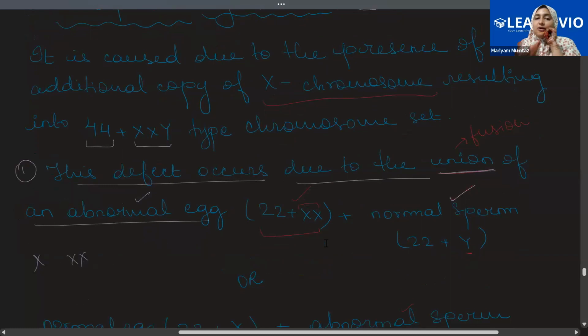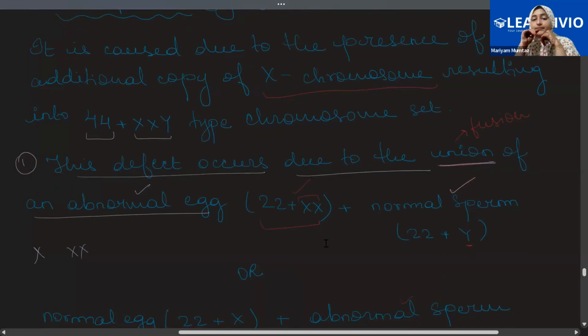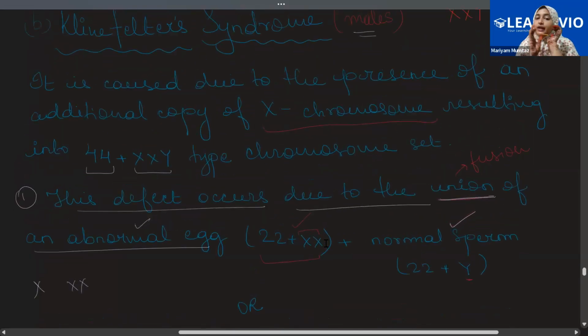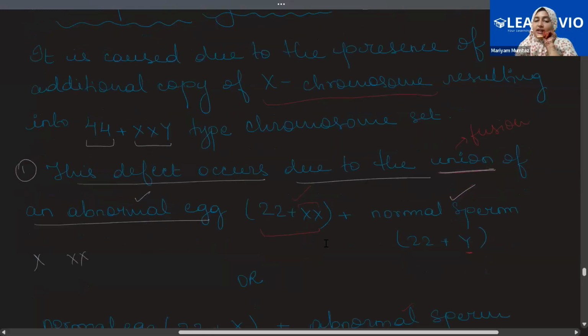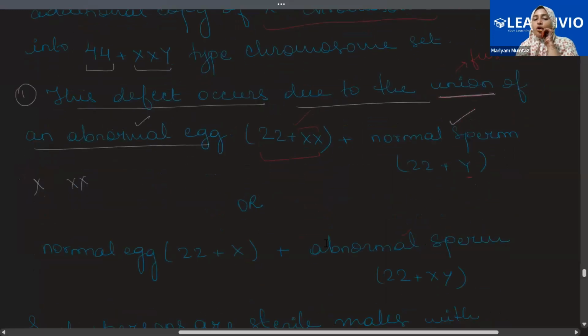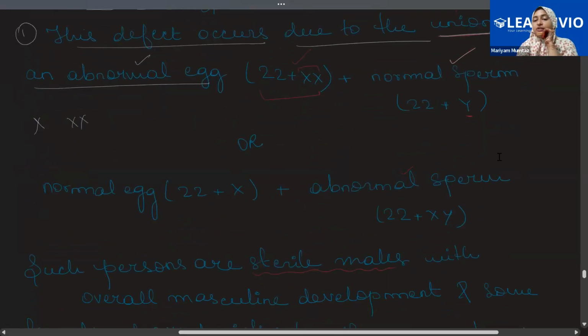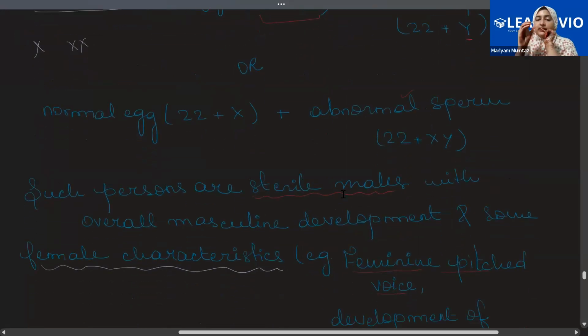So how does this happen? For example, if during fertilization an abnormal egg, which has an extra X chromosome, fuses with a normal sperm, then this disease can be caused. Or when a normal egg fuses with an abnormal sperm, then also this disease can be caused. The males that have Klinefelter syndrome are all sterile, meaning they can't reproduce.